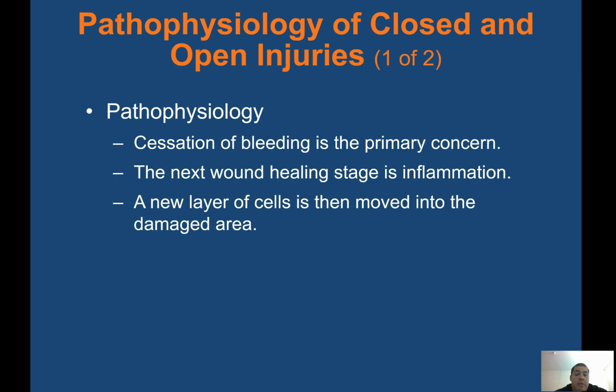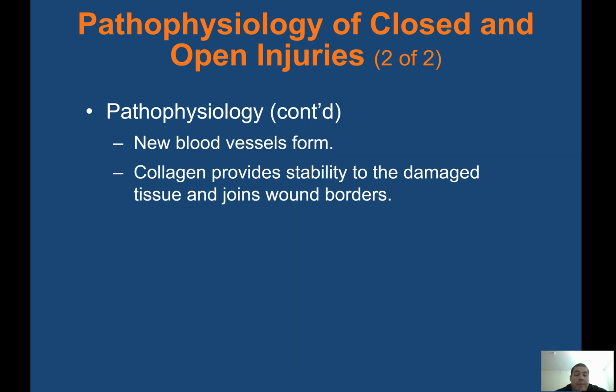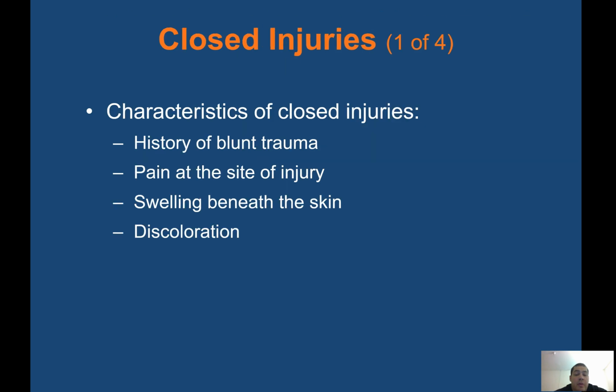So pathophysiology of closed and open injuries. Cessation of bleeding is the primary concern, basically stopping of the bleeding. The next wound healing stage is inflammation. A new layer of cells is then moved into the damaged area. New blood vessels form. Collagen provides stability to the damaged tissue and joins wound borders. Closed injuries.